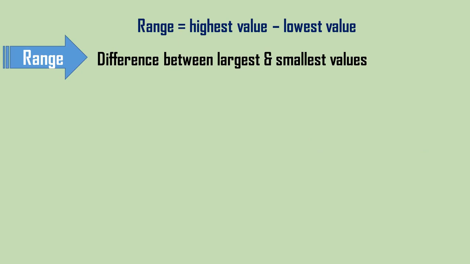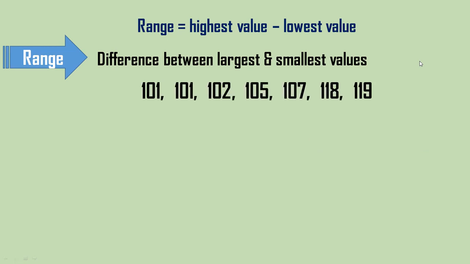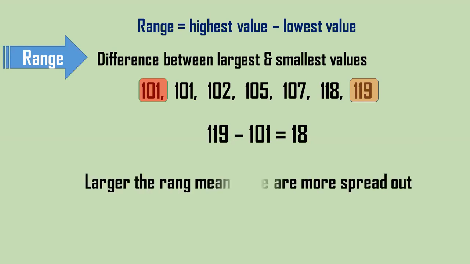For calculation of the range, the range is the highest value minus the lowest value. This gives us the difference between the largest and the smallest value in the given data. For example, the smallest value is 101 and the largest value is 119. When we subtract 119 minus 101, this gives us 18 as the difference. This difference is the range of this data.